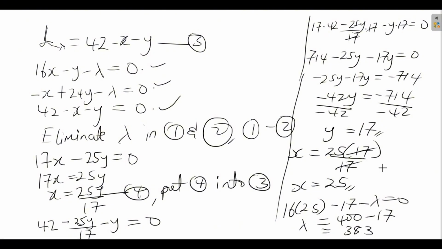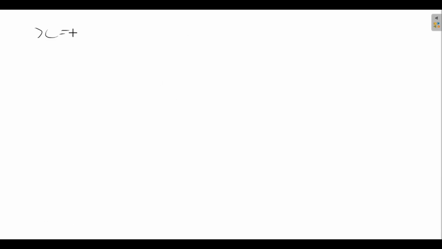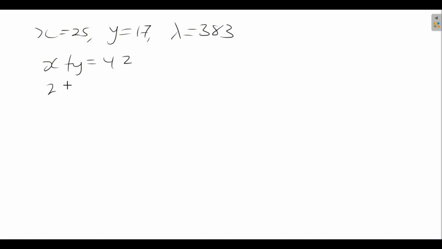And so what can we see? Now we can see that x is 25, y is 17, lambda is 383. Let's write that. So x is 25, y is 17, and then our lambda is equal to 383. Now let's check if this is true. Don't forget that the budget constraint was x plus y should be equal to 42. So let's check. Now 25 plus 17, of course, indeed, that is 42. Now what it means is that the firm should produce 25 number of x good and 17 number of y good in order to minimize its cost.